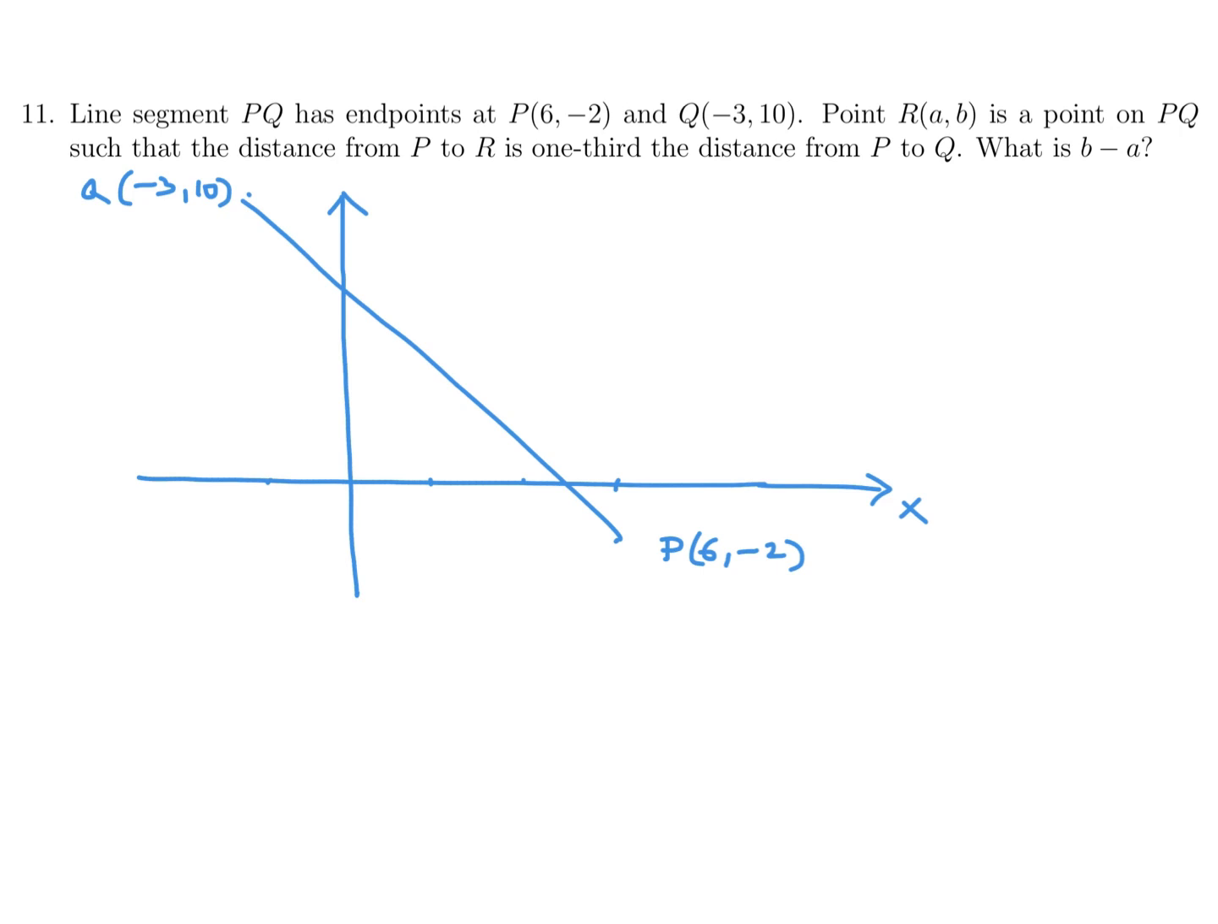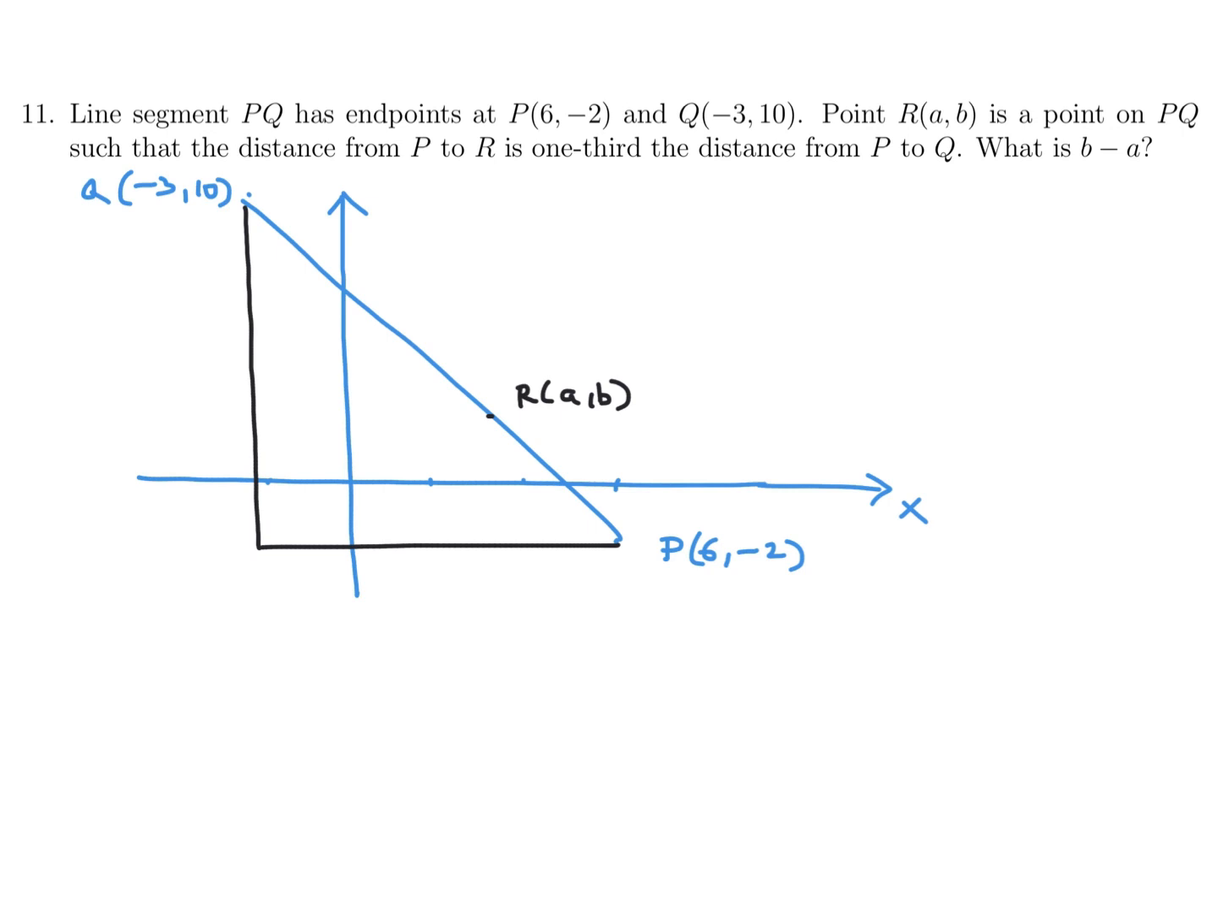Okay, so now what do they want? They're saying now that there's a point R on this PQ, so that the distance from P to R is 1/3 the distance from P to Q. Okay. All right. So approximately here somewhere, that would be my R, maybe. What is B minus A? Okay, so we've got to figure out the coordinates. Well, there's several ways of doing this. There's a short way and there's a long way. Of course, we're going to do the short way.